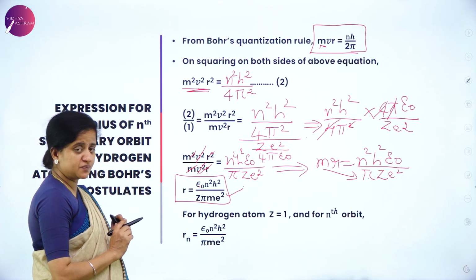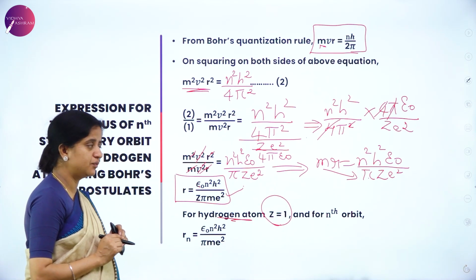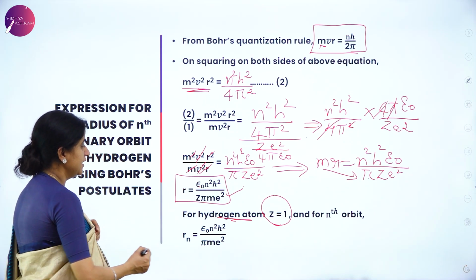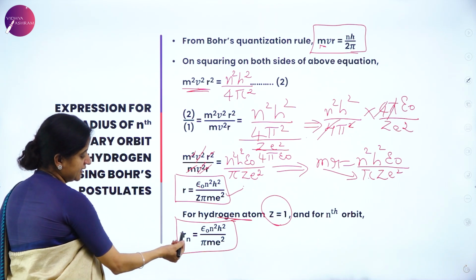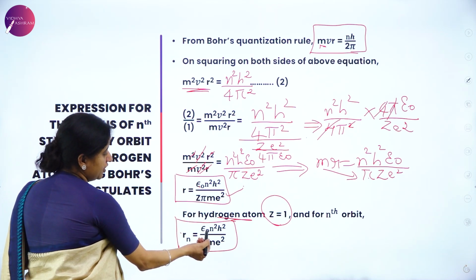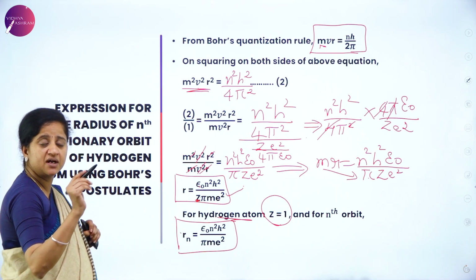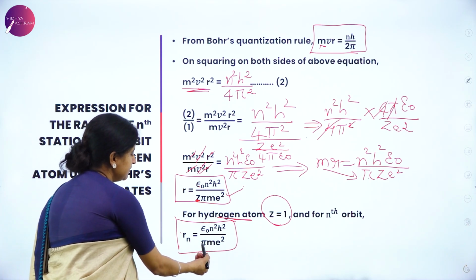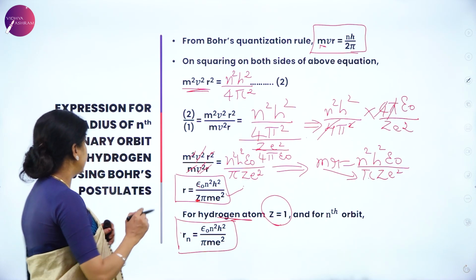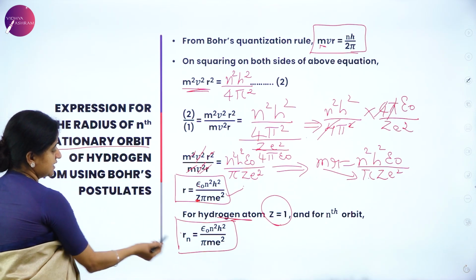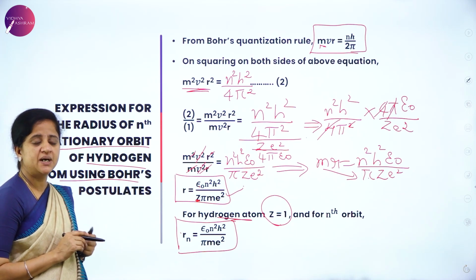Both are the same. This is the equation for the radius of a hydrogen atom according to Bohr's postulate. Now for a hydrogen atom, what is the value of Z? Z is equal to 1. For the nth orbit, since we are defining for the nth orbit, we can write rn equal to epsilon naught n square h square divided by pi me square, with Z equal to 1 since we are talking about the hydrogen atom. This is the expression for the radius of the nth stationary orbit of a hydrogen atom using Bohr's postulate.